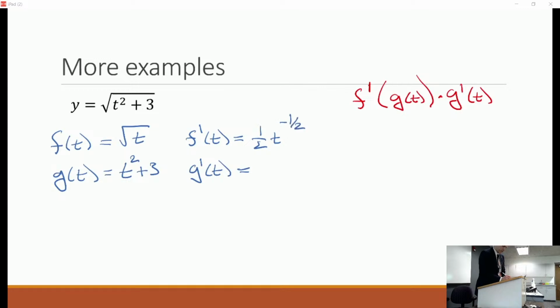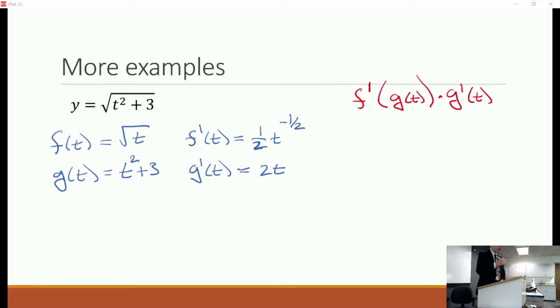Excellent. And I'm just going to misspell that x as a t. Like I said, it really doesn't matter if you use x or t for the f function. Ethan, what about the derivative of g? 2t. Yeah, just 2t. Now let's see if we can put it all together.